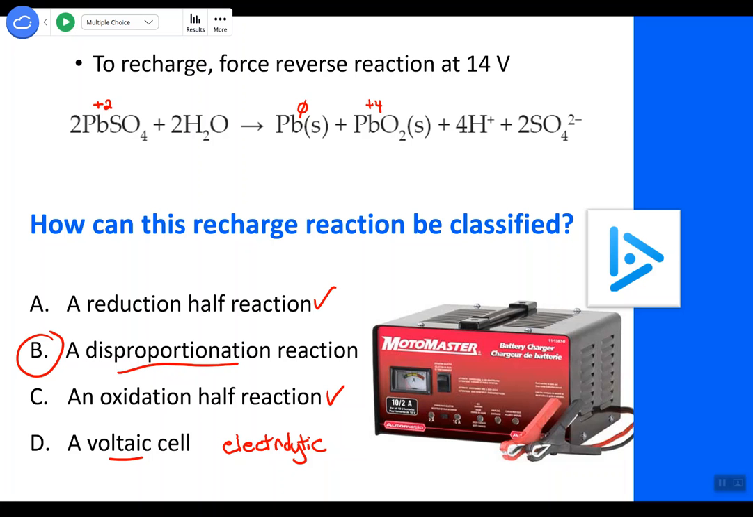And here is a battery charger. If your car battery dies, if you left the light on or the door open, or it's just getting really old and it needs to be replaced, you can come along and apply just more than that 2 volts times 6 in a series, so 12 volts. Apply just more than that, usually around 14 volts, and that can drive this reaction backwards to recharge the battery.